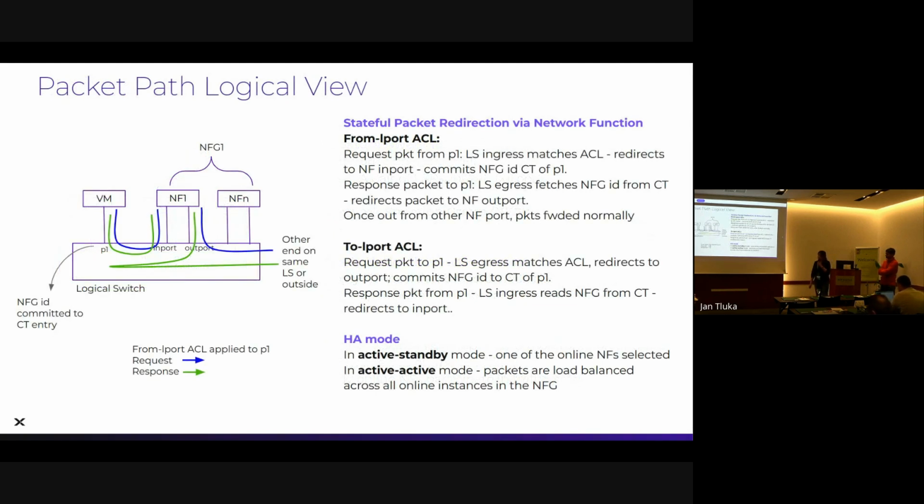Now let's take a look at the logical view of the packet flow. Let's assume that this port P1 is part of a port group, and to that port group we are applying an ACL, and that ACL has an NFG, right? So first, let's consider the from-lport ACL, that is the outbound ACL. Any packet coming out of this P1 does an ACL match in the ingress pipeline, right? And if this ACL has an NFG in it, let's say NFG1, then the packets will be redirected to the input port of the network function.